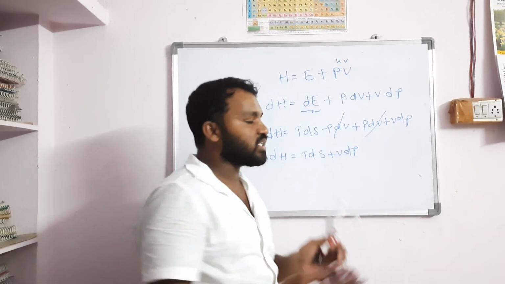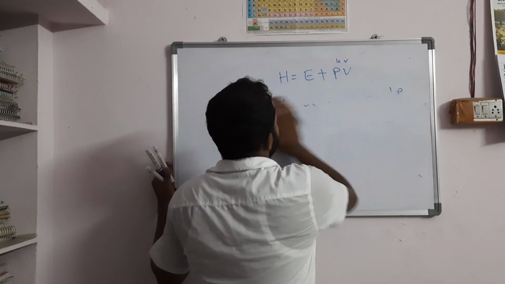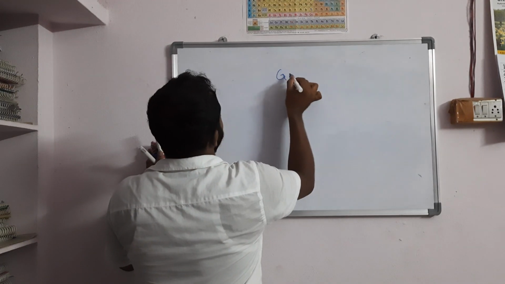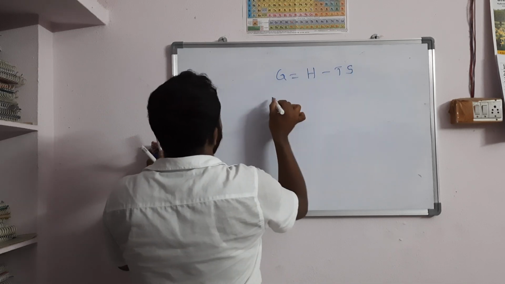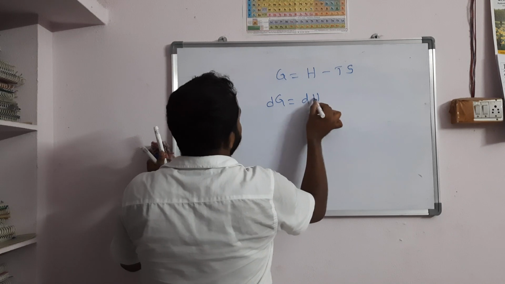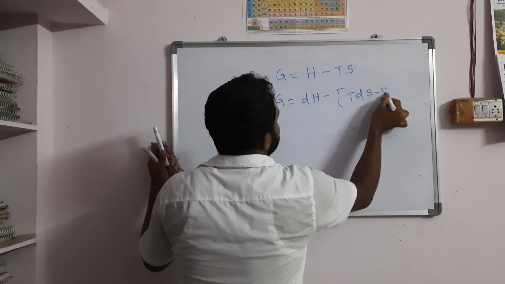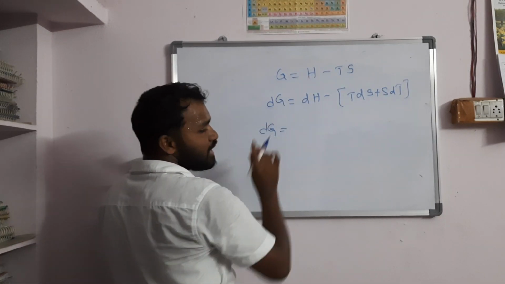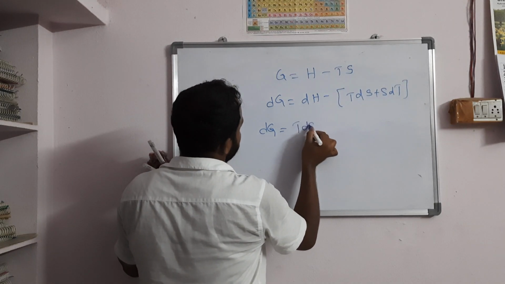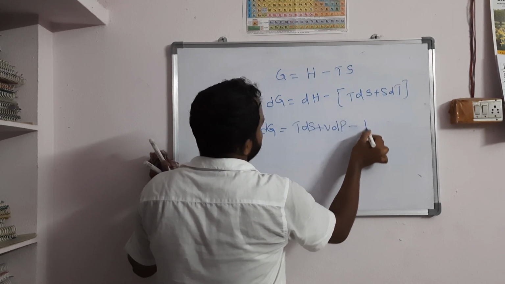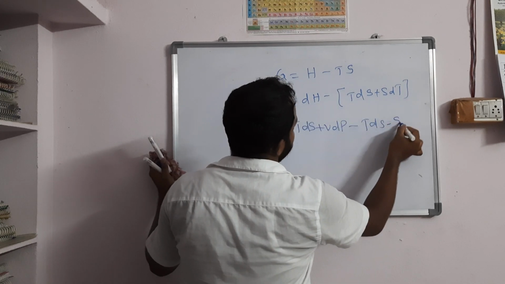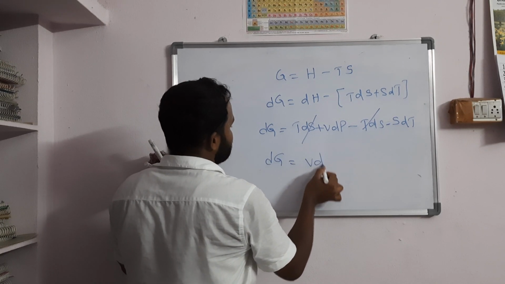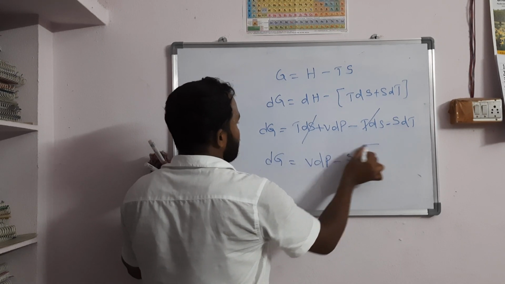We will go for one more relation. H means enthalpy, A means Helmholtz energy, and now G means Gibbs free energy. G is equal to H minus TS, right? Applying the same, dG is equal to dH minus bracket start TdS plus SdT. Already we know dH is TdS plus VdP, minus TdS, minus SdT. TdS gets cancelled. dG is equal to VdP minus SdT. These are the four Gibbs equations.